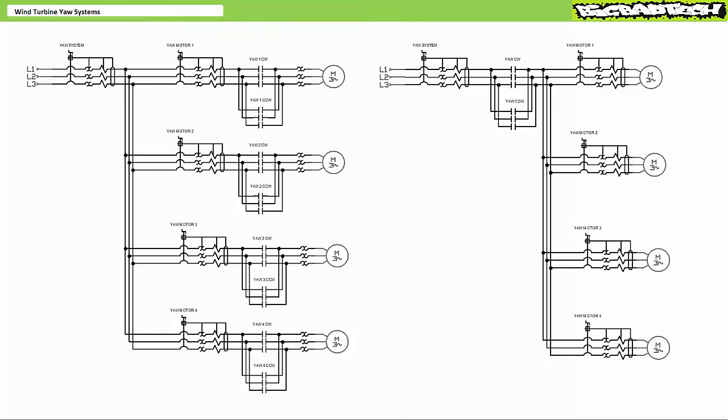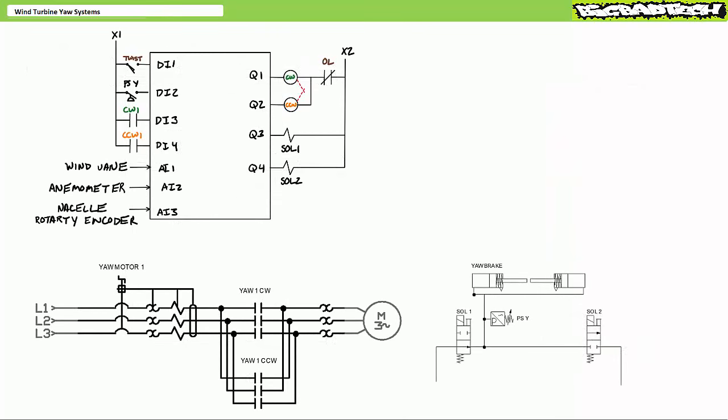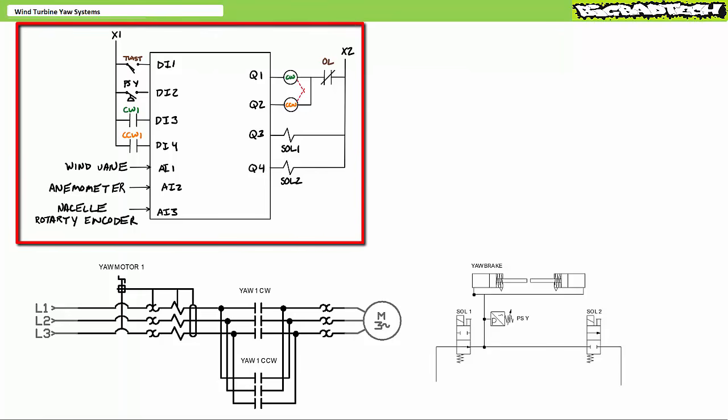Moving on. All right, now let's take a look at the pilot level schematic. This is low power control voltage. As I stated at the beginning of this lecture, this is by necessity a simplification and includes the bare minimum necessary to run the yaw system. Maybe not even that much. We'll see. Here I've illustrated a PLC with inputs on the left and outputs on the right.